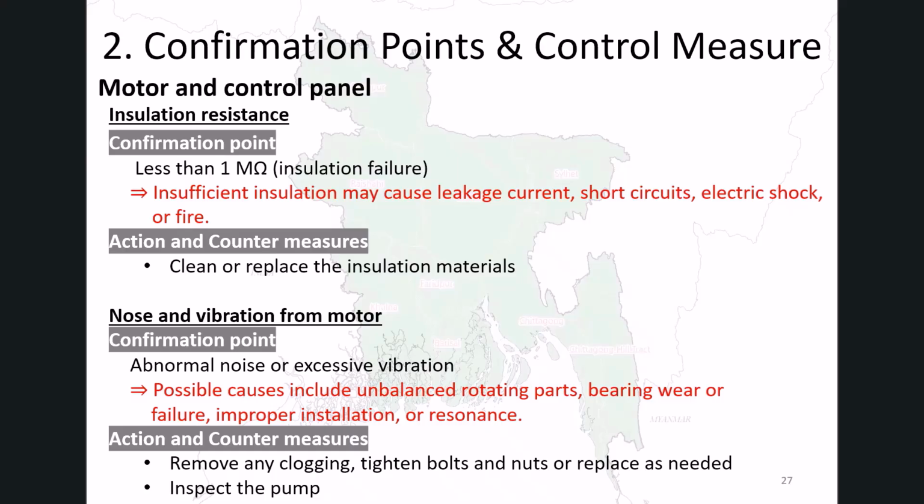Next, abnormal noise and vibration from a motor indicate a potential problem. Common causes include unbalanced rotating parts, bearing wear or failure, improper installation, and resonance. Any abnormality should be inspected promptly, as it may lead to further mechanical damage or motor failure. As the countermeasure, remove any clogging and tighten the nuts. If the issue persists, replace or overhaul the pump.